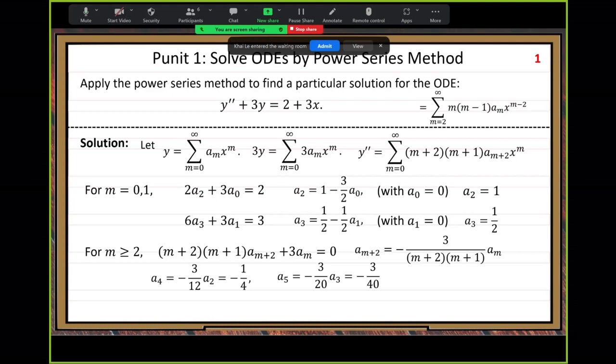You are ready to write final solution. Okay, the last line. Solution, y equals, so the first 4 terms, because A0, A1 are all 0, so those 2 terms are gone. So you start from A2, coefficient 1, x squared, then A3 coefficient, A4, A5 coefficient, then dot, dot, dot. So then you complete the first question in the final.